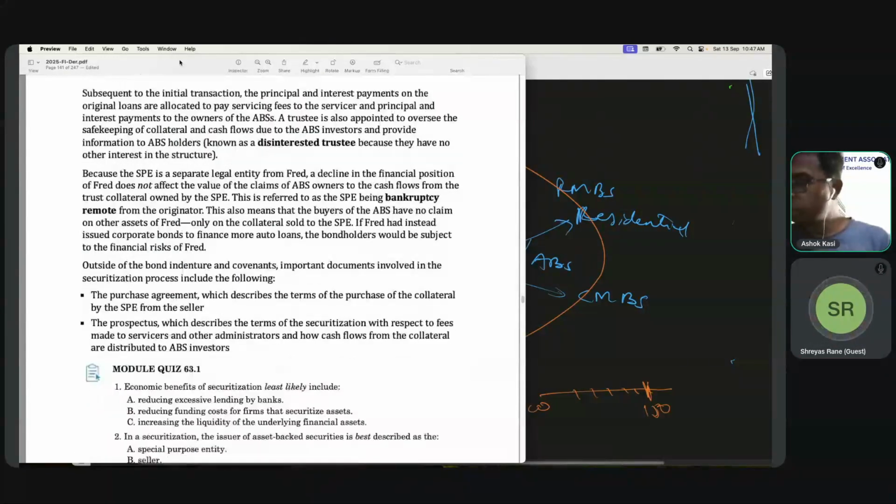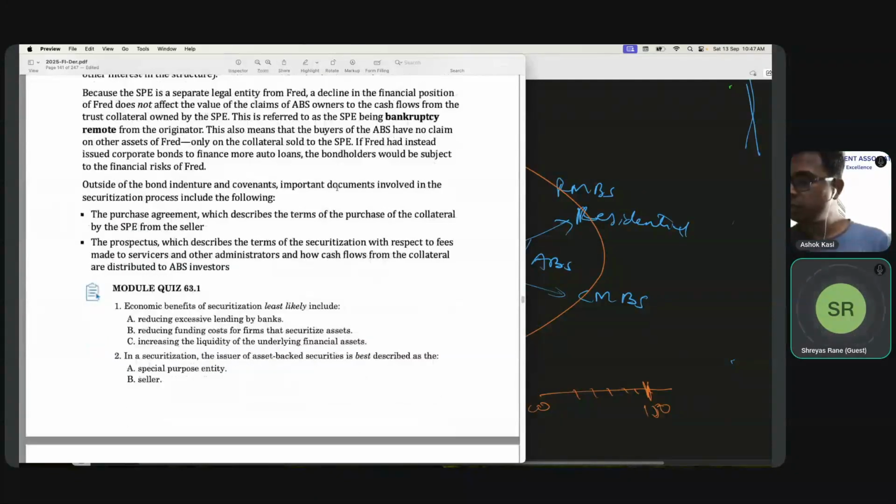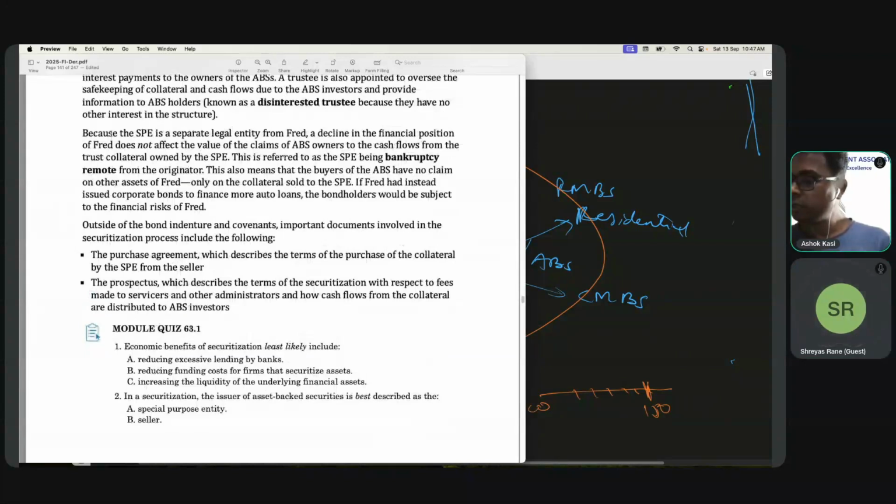So here all these are not required. Bankruptcy remote, these are not required only. You can read this part. Just see if you are able to understand this.